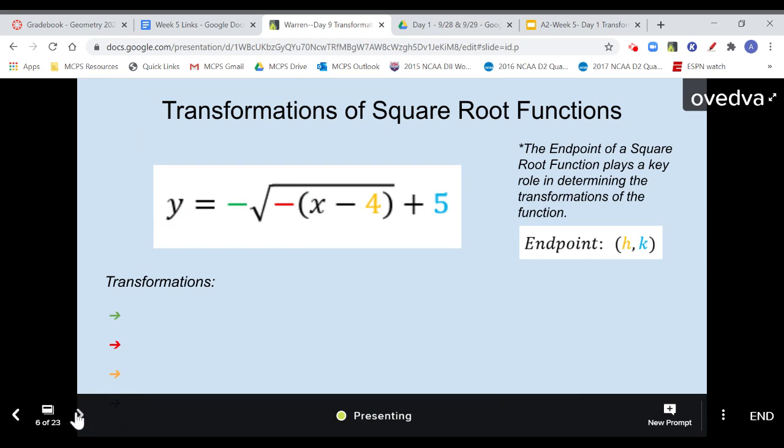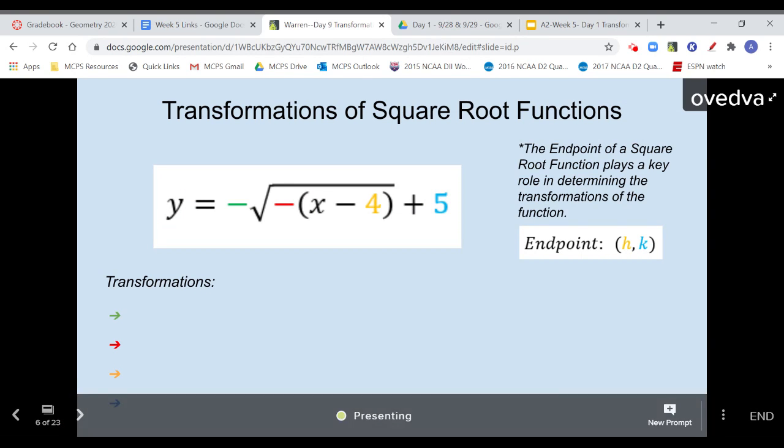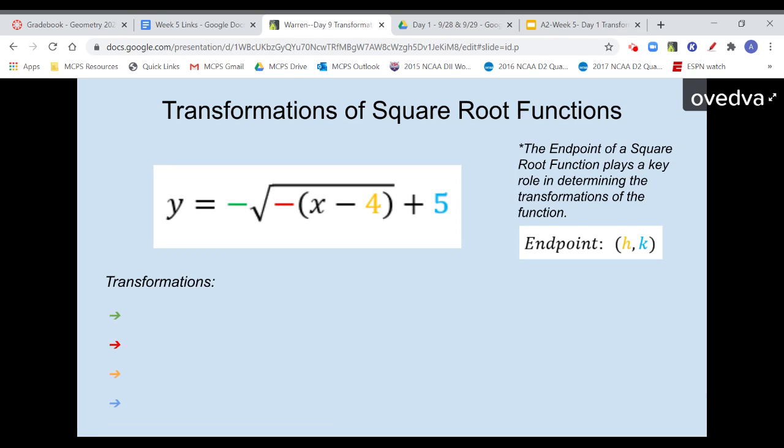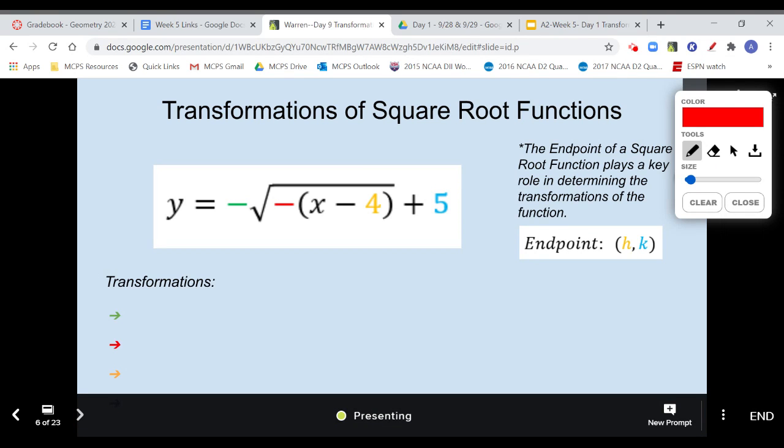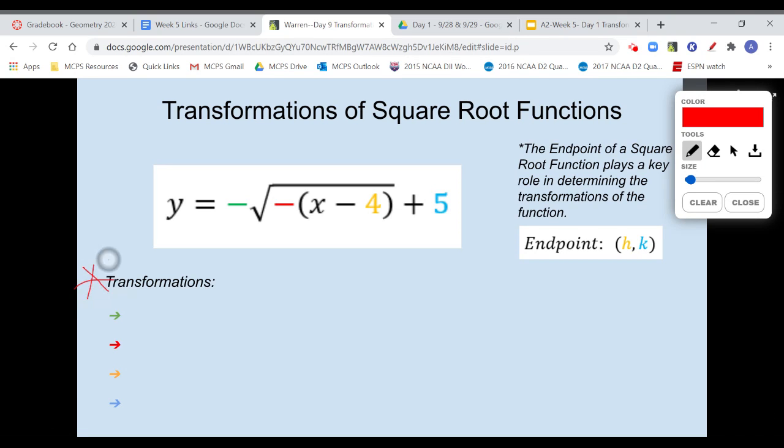Okay, so I'm gonna go through one example really slowly and then a couple examples a little more quickly. So here I have things color-coded. So I'm gonna write a transformation down here, and it's gonna match with the color of where that is found in the form of my equation.